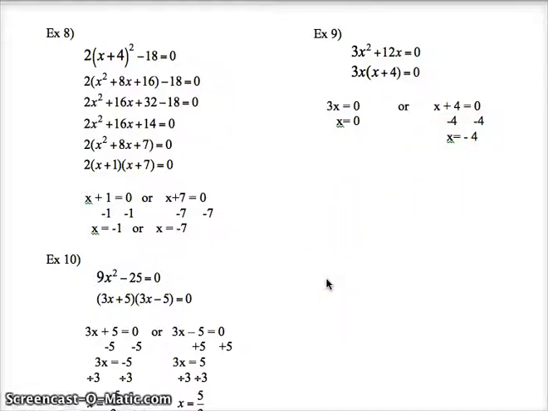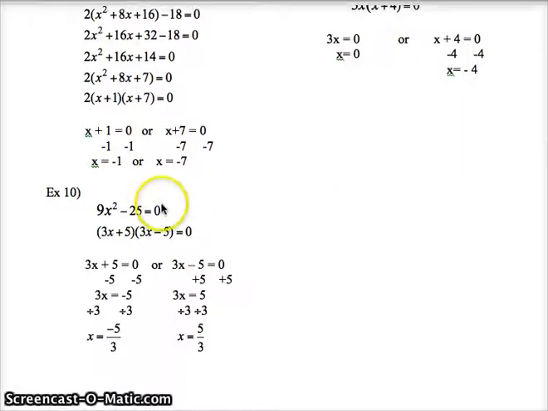Example 10, 9x squared minus 25, was a difference of squares. So remember, you had identical brackets, except one was a plus and one was a minus. So 3x plus 5 equals 0 and 3x minus 5 equals 0. Isolating for x, remember to divide by the coefficient, and x could either be a positive 5/3 or a negative 5/3.